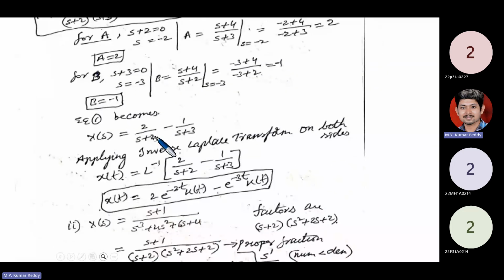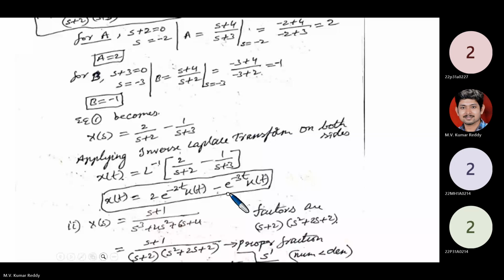Apply inverse Laplace. Already we know this formula; always this formula is coming. Okay, no problem. So here plus 2 means minus 2: e power minus 2t u of t. Here plus 3 means minus 3: e power minus 3t u of t. So 2 e power minus 2t u of t minus e power minus 3t u of t.